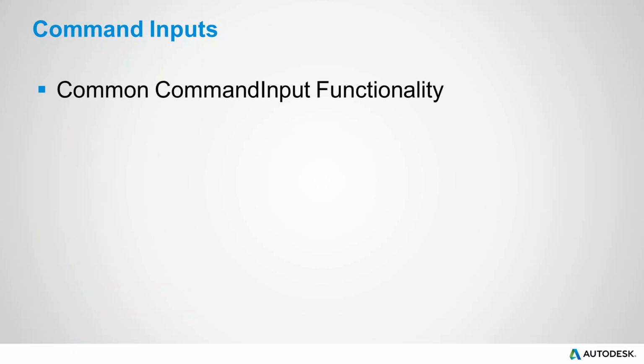So all command inputs. What happens? The command created event fires, and you get that, and now you create all the command inputs that you need, which are the inputs that you need to get from the user for your command. These are all different classes that you create new objects of these types. What I want to talk about here is the common functionality that every command input has. So all of these support this.